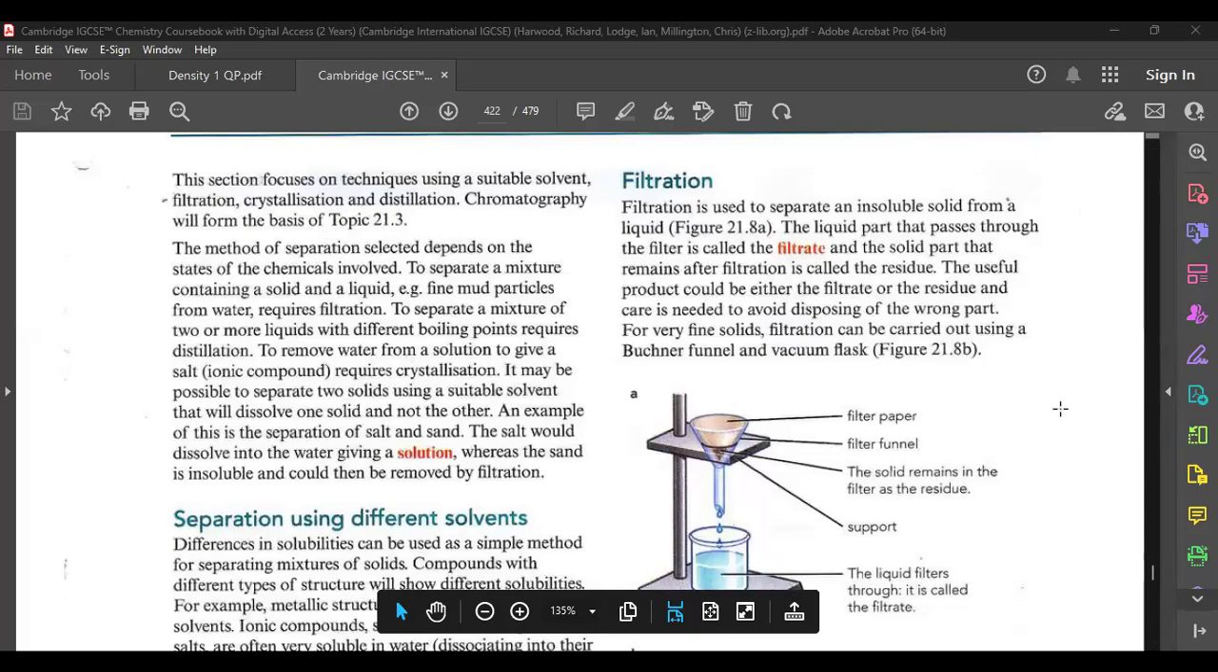First of all, we will go today for the filtration topic, which is used to separate an insoluble solid from a liquid. Two things need to be there for the filtration technique to be followed. One is that in the solution there should be an insoluble solid, and then there should be a liquid that acts as a solvent. The insoluble solid would act as a solute, and the liquid would act as a solvent. So if the solute is insoluble, what would happen?